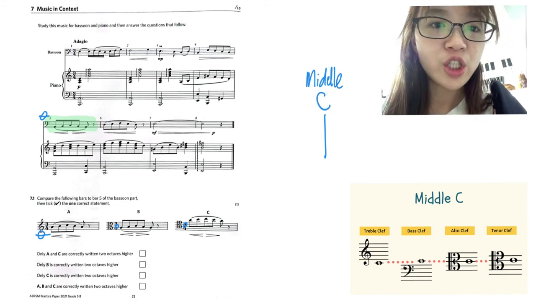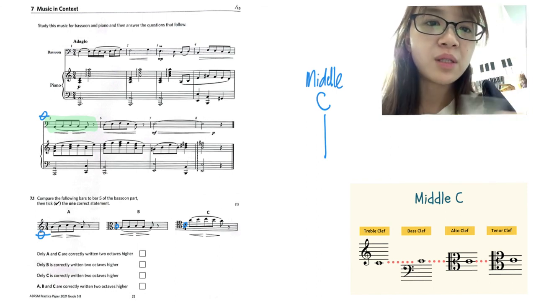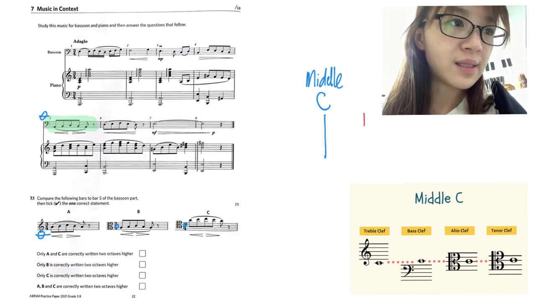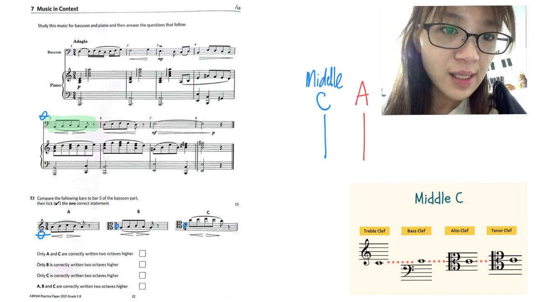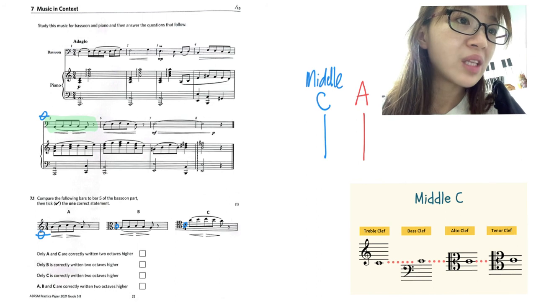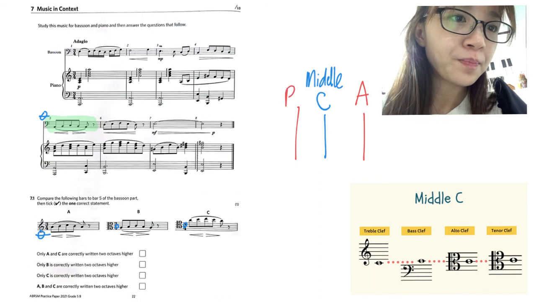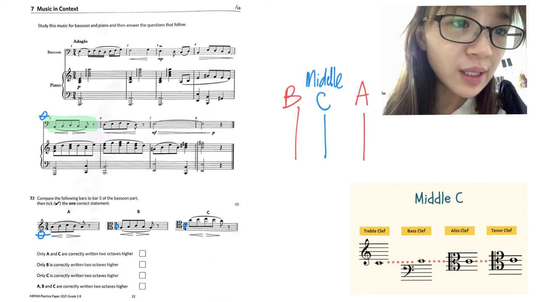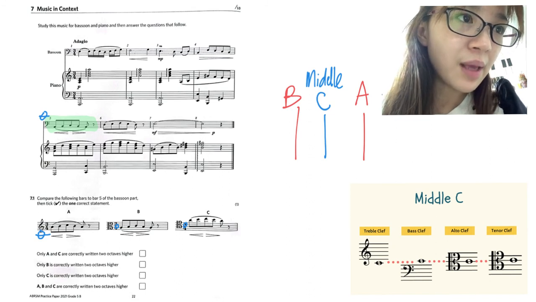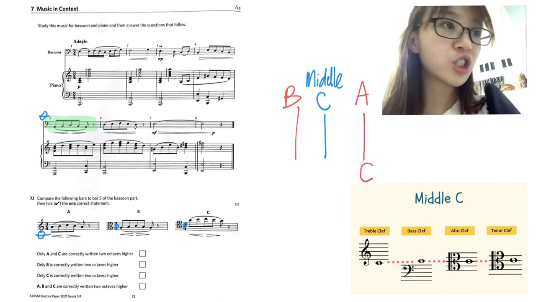You have question A. This A is above the middle C. Above the middle C means going to the right. This is your question A. Question B: this A is C, B, A, three steps going down from the middle C. This is question B. Question C: from the middle C it is C, D, E, F, G, A. It's the same as question A. So this is also question C.